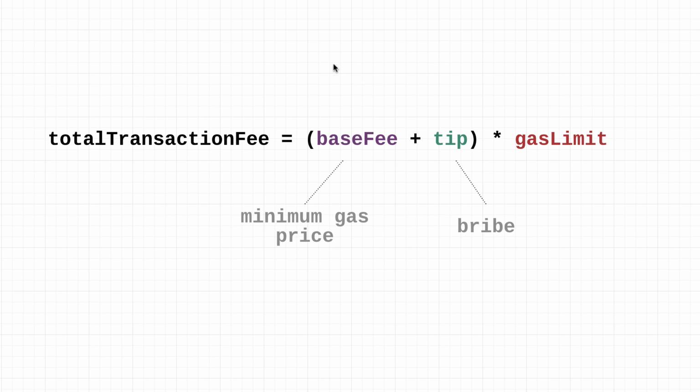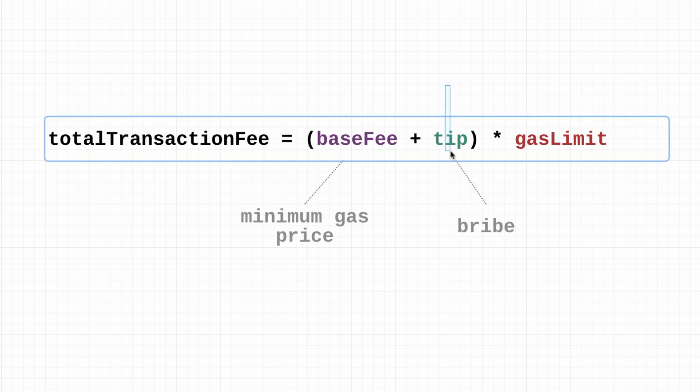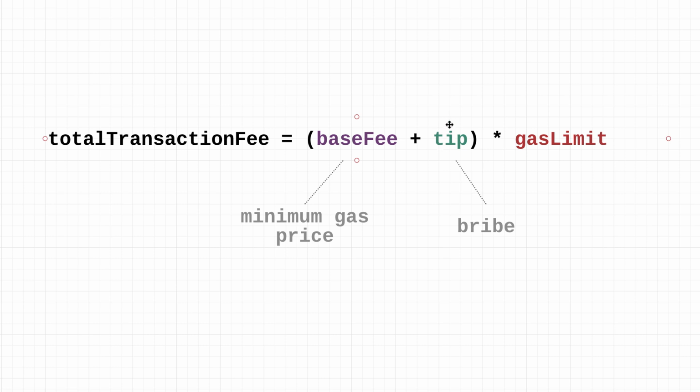And they're going to do this because this fee right here, remember, doesn't go to the miners. This gets burnt, or this ether is removed from circulation. So the miners are going to be able to keep this tip right here. So of course, as transactions come in, they're going to sort them by highest tip to lowest. And the ones who bribe the miners the most get their transactions processed faster than the others.